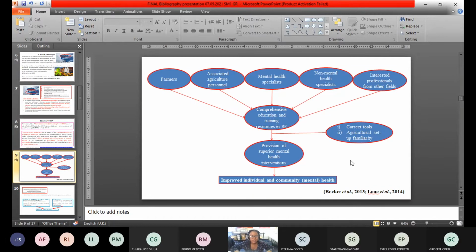And looking at social agriculture, it encompasses a wide range of different professions or professionals. We can say farmers are well equipped with the working of a normal farm, as well as other associated agricultural personnel. And mental health experts are well within the mental field. They know what mental health is, and they know how to approach people who suffer from mental illness. And there are non-mental health specialists who work in related areas but do not have the knowledge of either the mental health or the farming part.